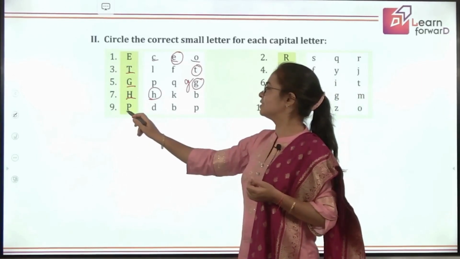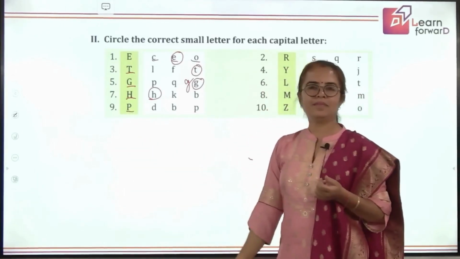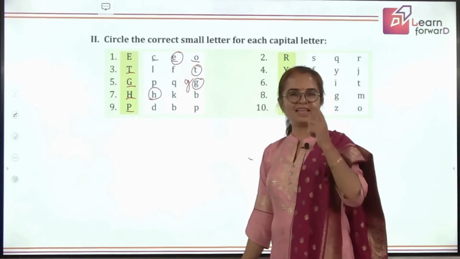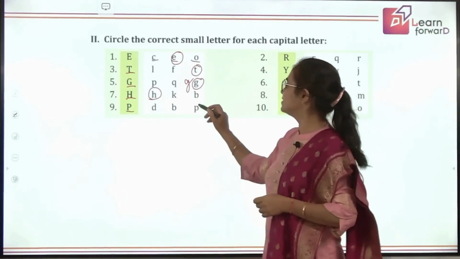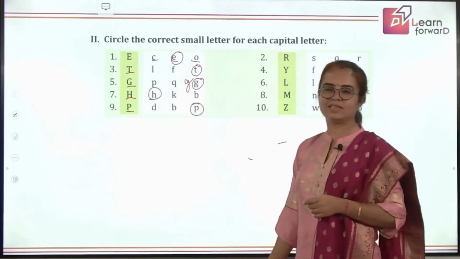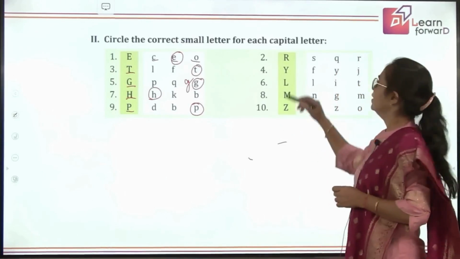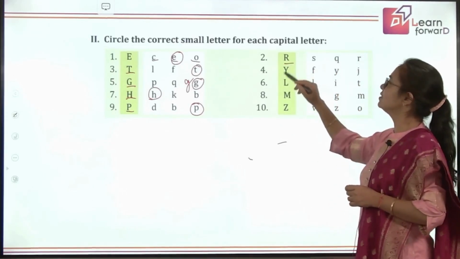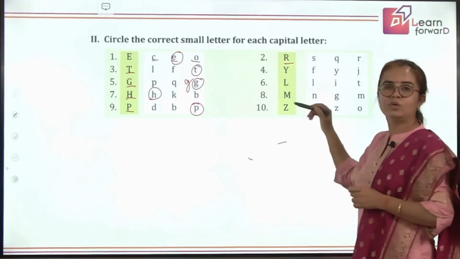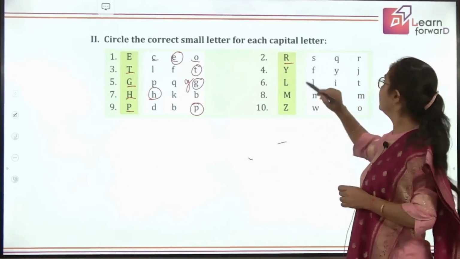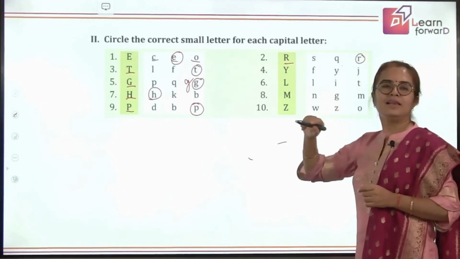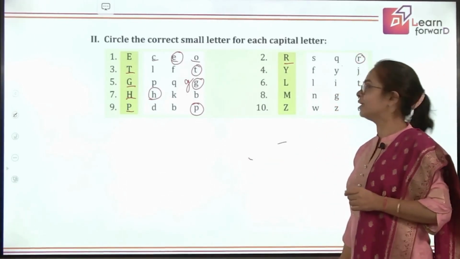Next is P. Yes, come on. Who is going to give the answer now? Yes, you have that. This is the last letter P in lowercase. Very good. Let's move to the next. This is letter R, the capital letter R. And which is the small letter R here? Good. The last letter is the letter R in lowercase.